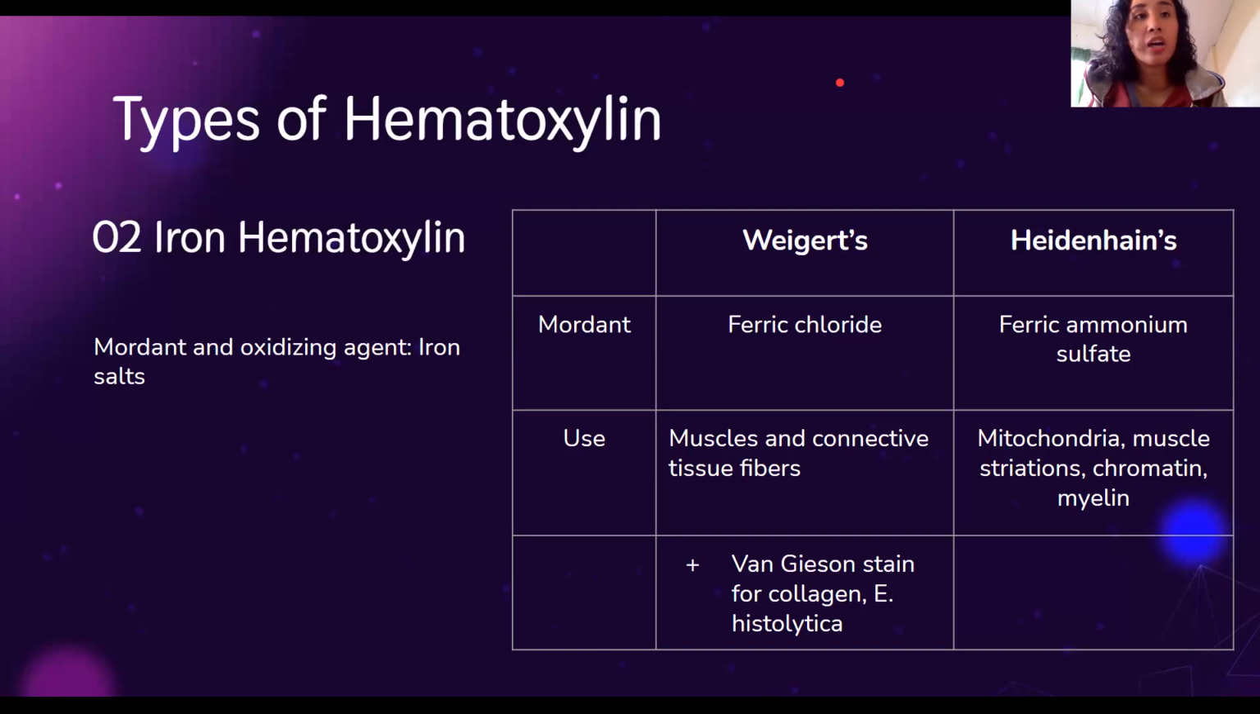So, for iron hematoxylin, the mordant is iron, okay? But we have two types of iron. We have ferric chloride and ferric ammonium sulfate. So, if the mordant is ferric chloride, we call it Weigert's. For ferric ammonium sulfate, we call it Heidenhain's. So, your Weigert's are for muscles and connective tissue fibers. If your Weigert's is added with Van Gieson stain, it's good for collagen and Entamoeba histolytica. We have Heidenhain's for mitochondria, muscle striations, and myelin. Okay, so we have two under iron hematoxylin, Weigert's and Heidenhain's.